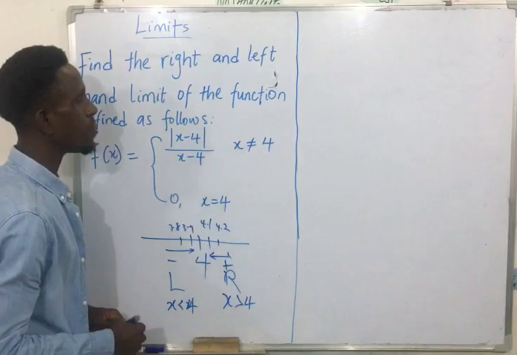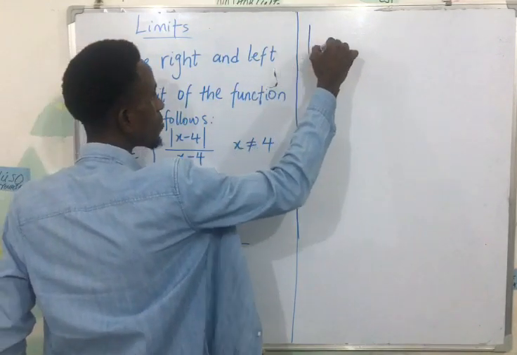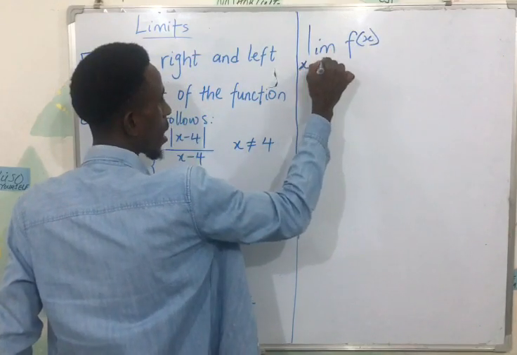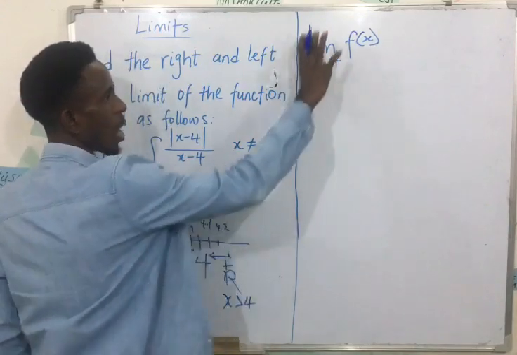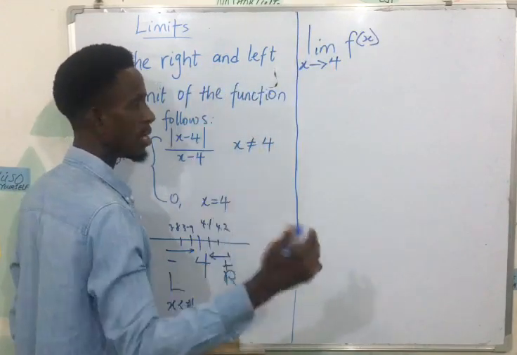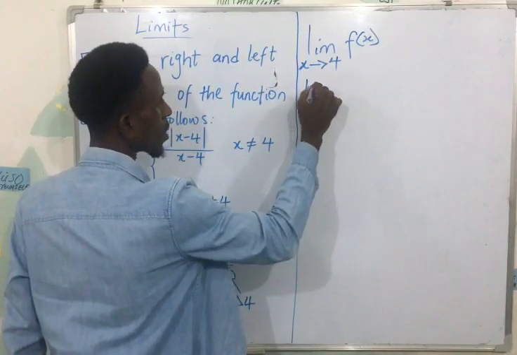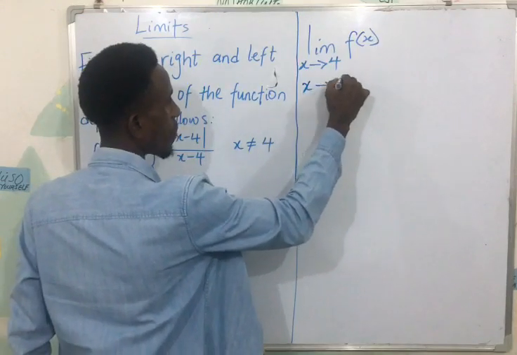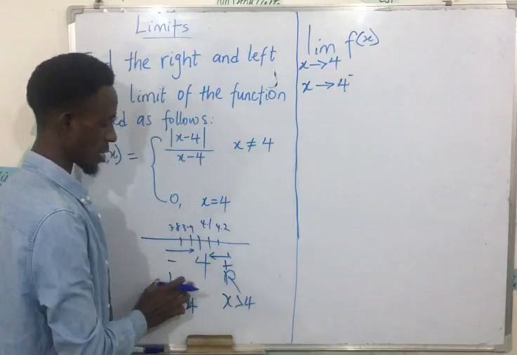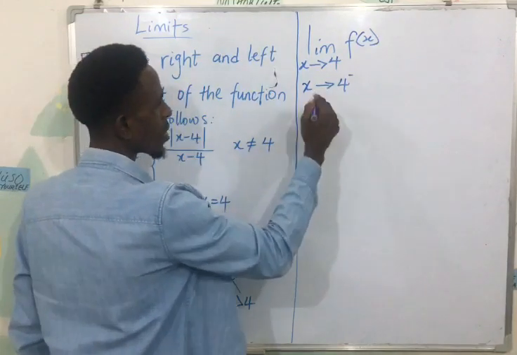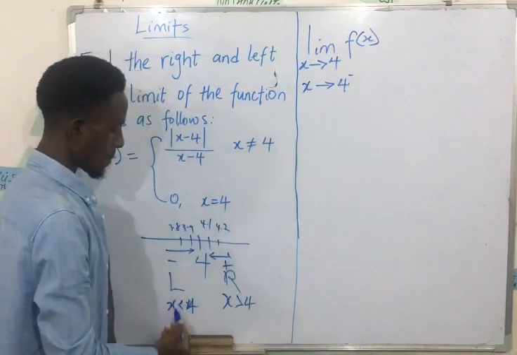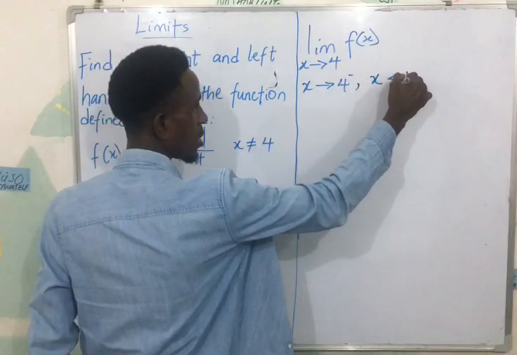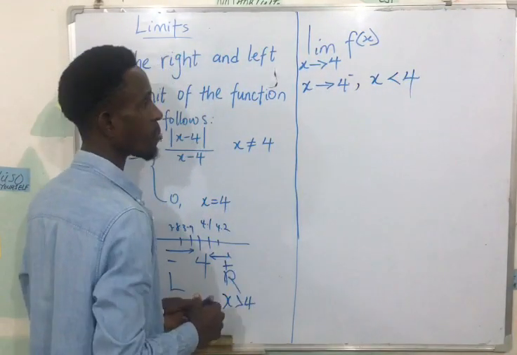So we're asked to look for the limit of f of x as x approaches 4. Now I'm going to use my left hand limit. If I'm looking for my left hand limit, it means that my x is going to approach 4 minus, let me just write it as left hand, 4 negative. And if I'm using left hand, my value of x here is less than 4, right? Which means x is actually going to be less than 4 if I'm using my left hand limit.